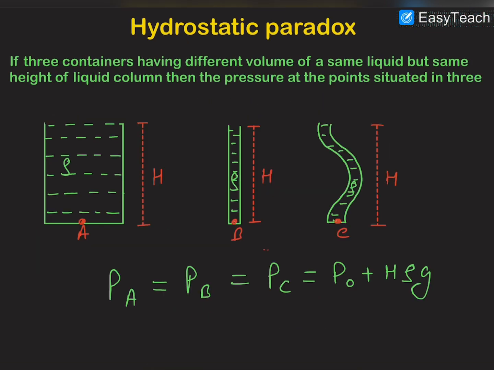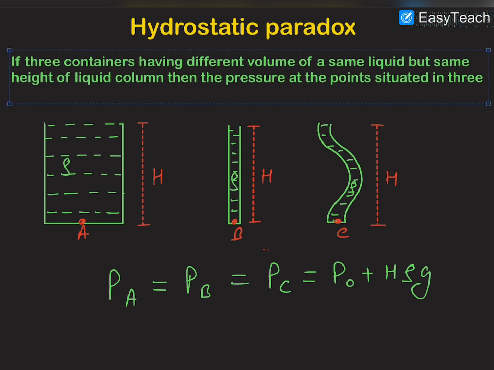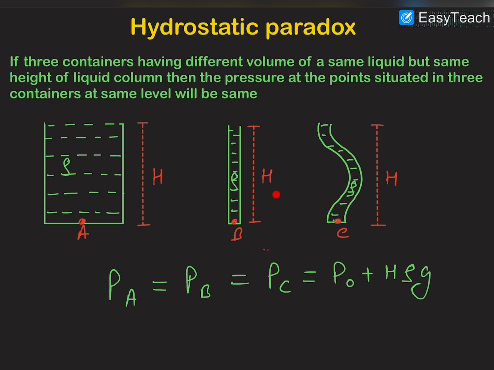Now let us talk about a phenomenon which is called the hydrostatic paradox. The word paradox, in Hindi we say virodhabhas, means that we see something but it is actually something else. We can see that in these three situations the mass of liquid filled in these three vessels will be different. The highest volume and mass of liquid will be filled in this vessel, but the height of the liquid column in all these three vessels is the same.